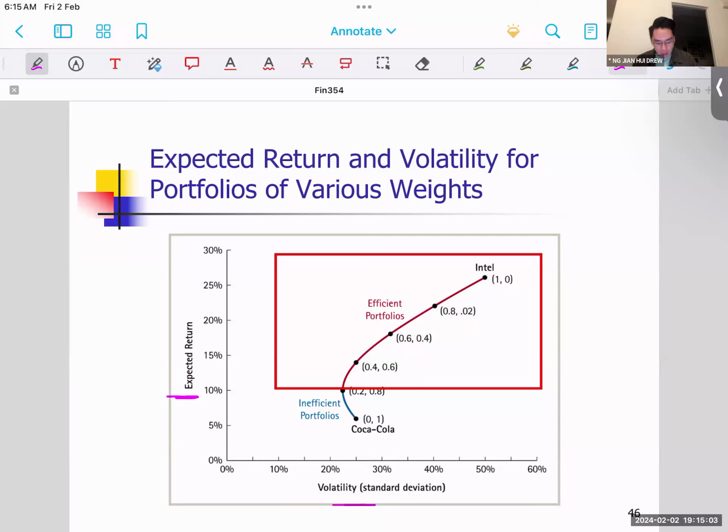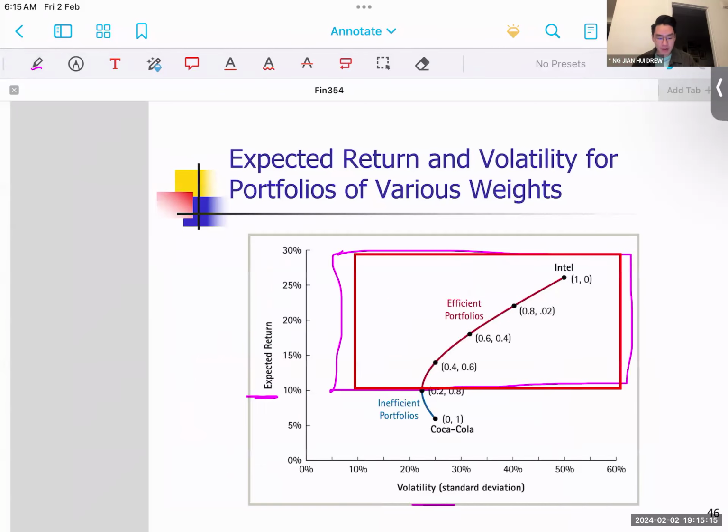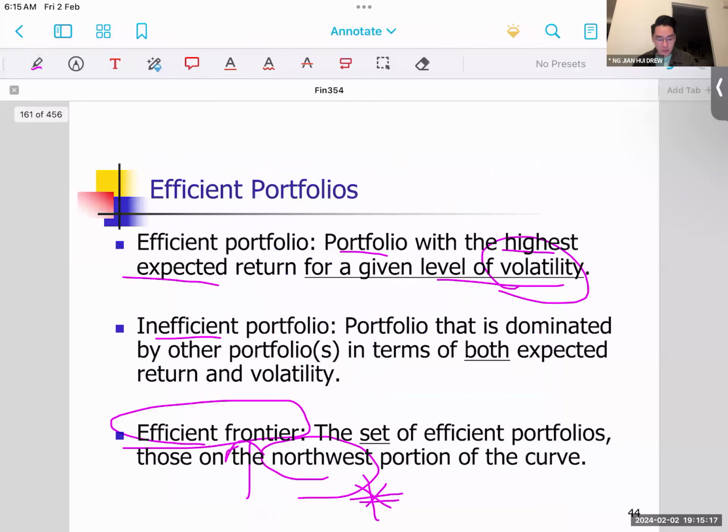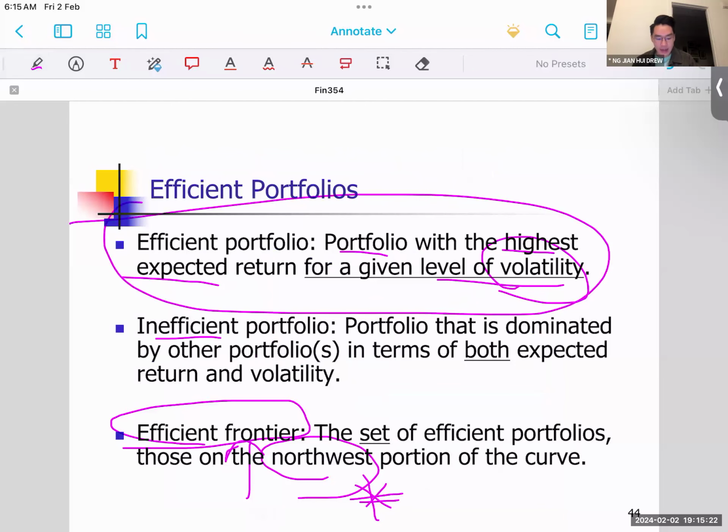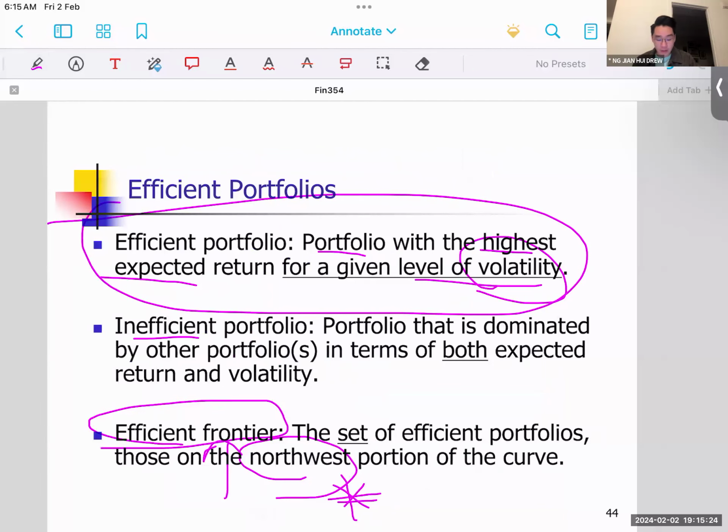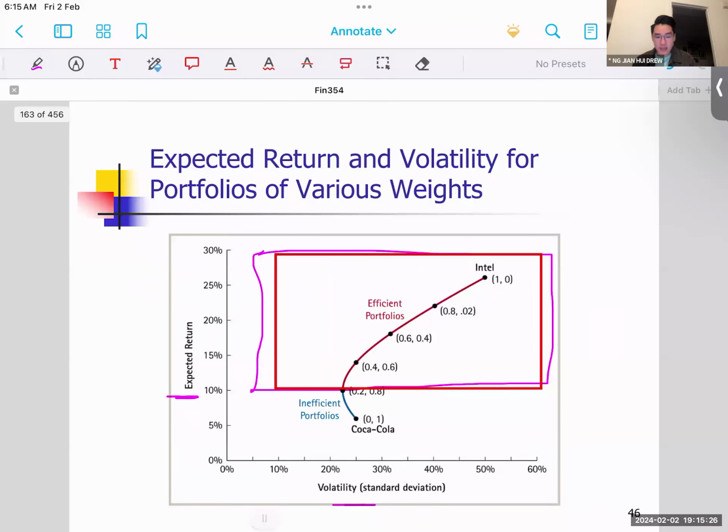So now let's have a look here. We have this curve here, and I've put this red box here. Can you see this red box? These are what we call efficient portfolios. Remember, I'm going to flip back here. What are efficient portfolios? The highest expected return for a given volatility. And then we have inefficient portfolios as well. So the red box here gives you the efficient portfolio.